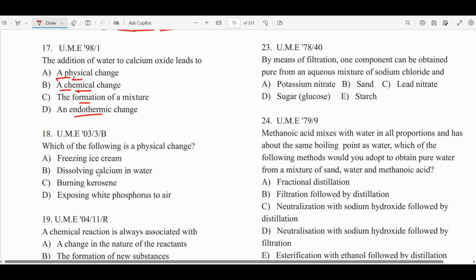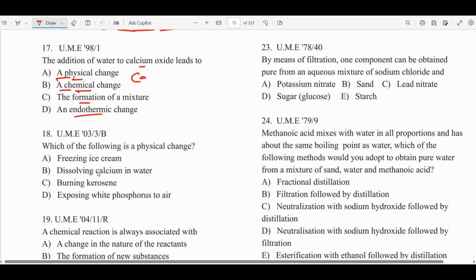So when you add water to calcium oxide, you are going to be forming calcium hydroxide. So when you add water to calcium oxide, you're going to be forming calcium hydroxide, and that would be a chemical change, right? Because it's a chemical process. Let's look at what the equation would look like.